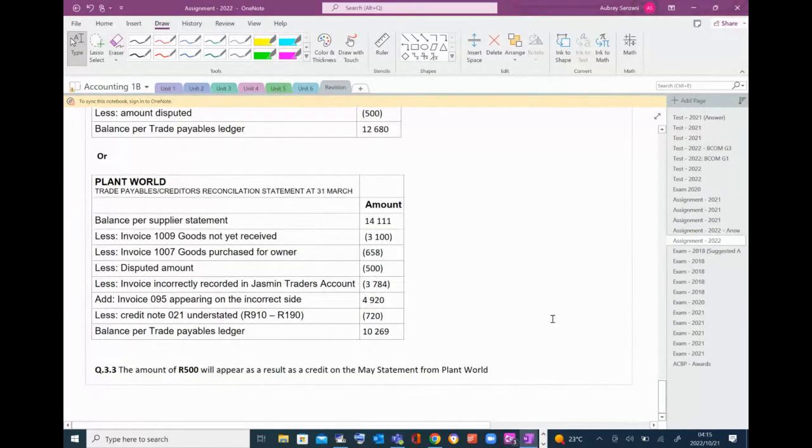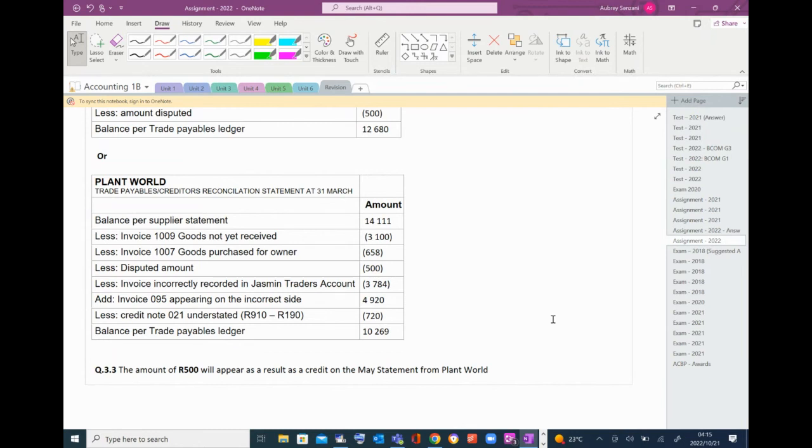Then the third question there that they had, I didn't read this one, did I? It says, should Plant World agree to deduct 500 from the invoice? How will this be reflected by Plant World? And here they're saying the 500 will appear as a result of a credit on May statement.